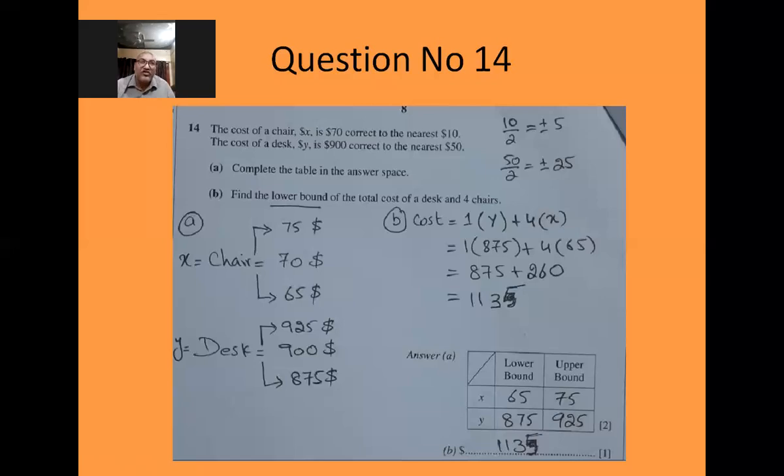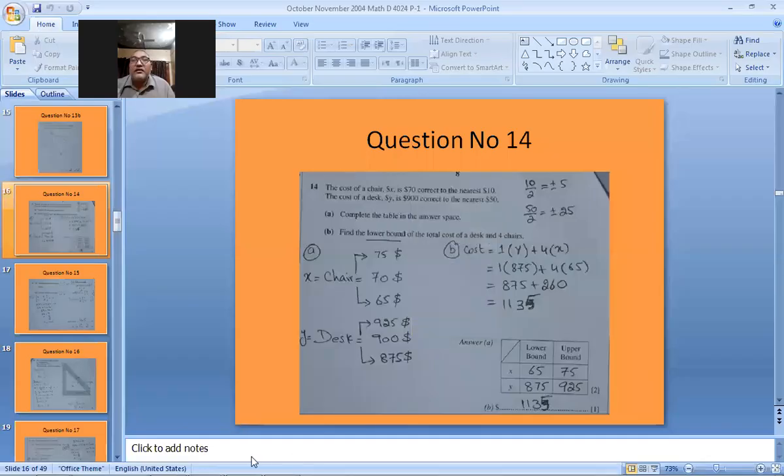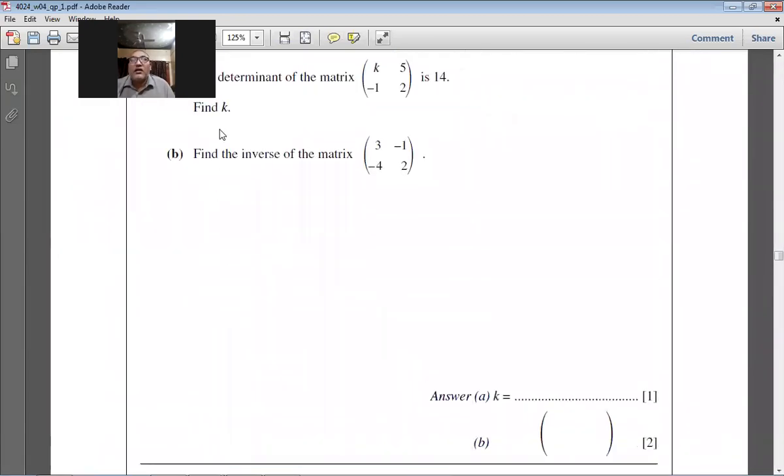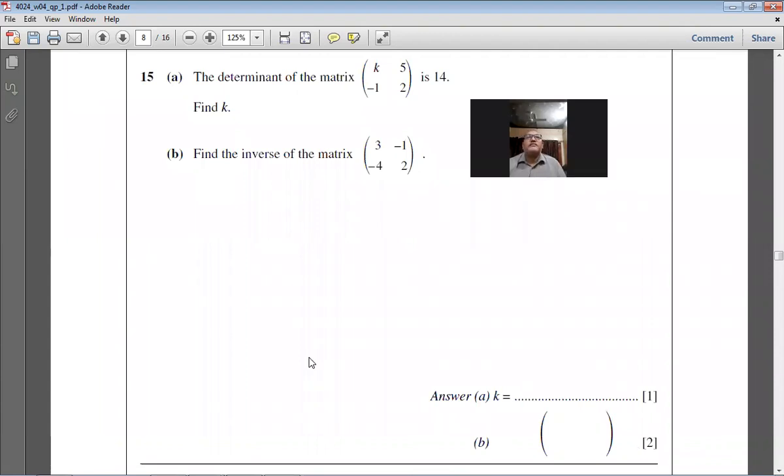Hopefully you understand this question. Question number 14. The determinant of the matrix with rows K, 5 and minus 1, 2 is 14. Find K. So you multiply K with 2, then subtract the product of minus 1 with 5. So you get K multiplied by 2 minus, minus 1 times 5, and you make it equal to 14, because it is already given that the determinant is 14.